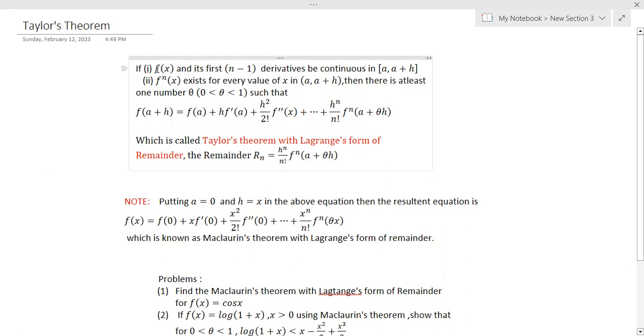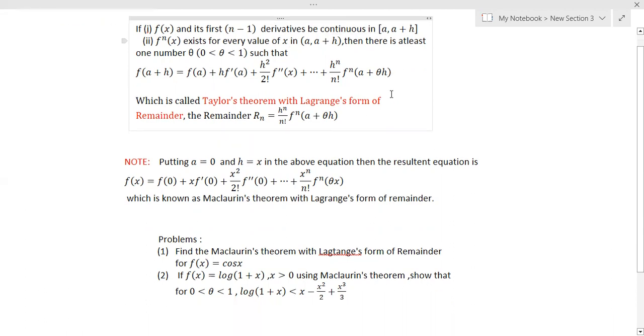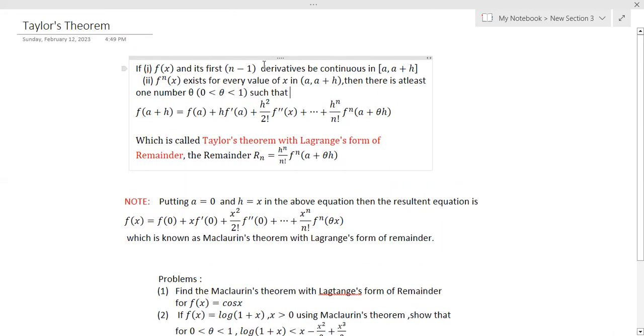In Taylor's theorem, we consider only one function, f of x. It has n minus 1th derivatives: first derivative, second derivative, third derivative, up to the n minus 1th derivative. And these derivatives should be continuous. f dash, the first derivative, exists and the resultant function is continuous. Similarly, the second derivative exists and the resultant function is continuous in the interval a to a plus h. Likewise, the n minus 1th derivative exists and the resultant one is continuous.